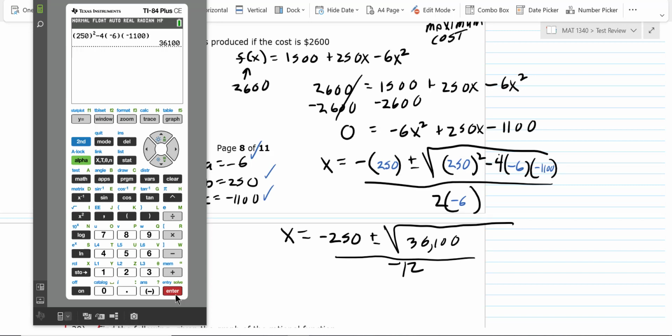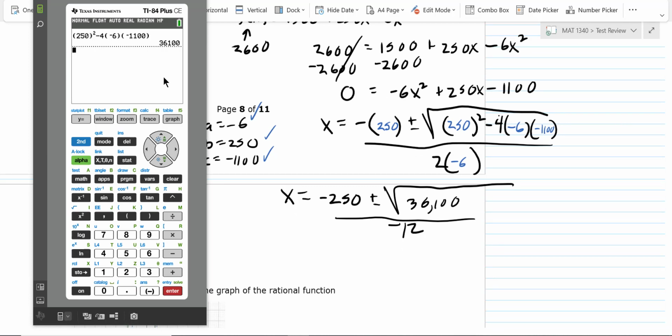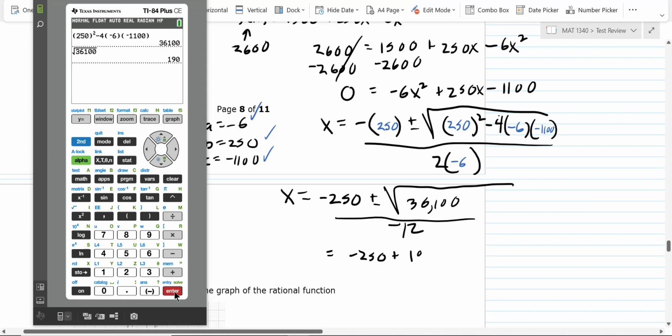Okay, now you're going to get 2 answers on this problem. So we might as well right now go ahead and do this square root. So if I do the square root of 36,100, it's either going to be a decimal or a whole number. That's a whole number. You know what that means? It means this thing would have factored. But I wouldn't factor something like this. This number is too big. So what we're going to do is we have negative 250 plus 190 over negative 12. So you get your 2 answers by doing this.